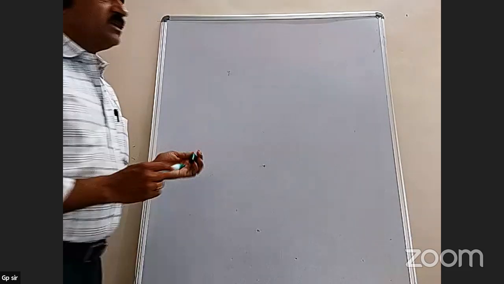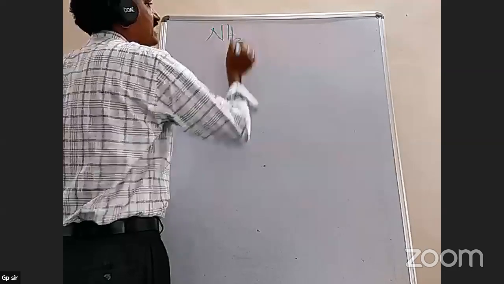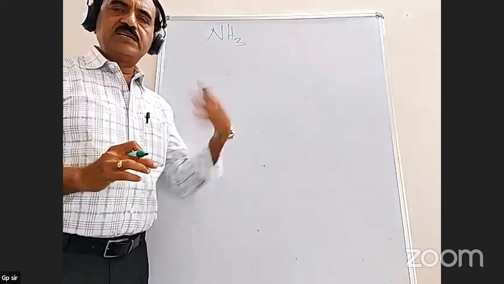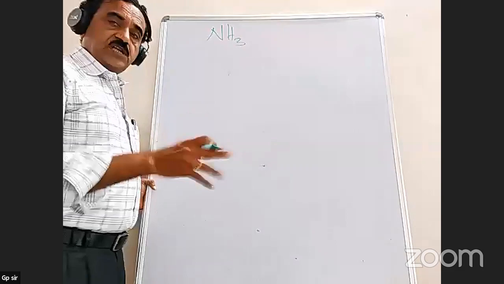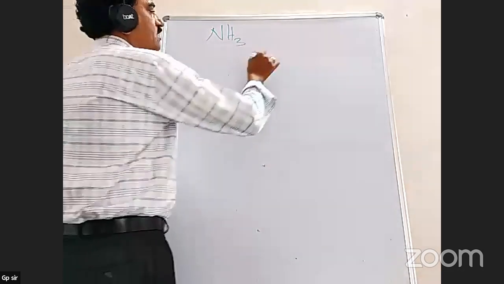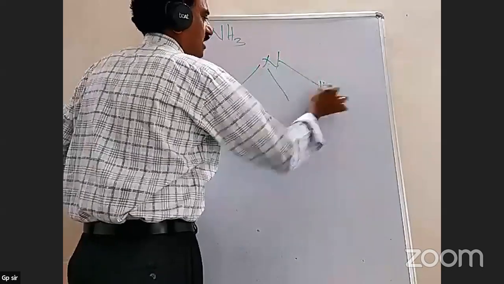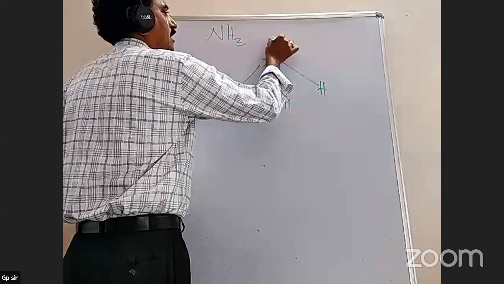Moving on to the properties of ammonia. Ammonia, as you know, is a colorless gas with a pungent smell, and it is highly soluble in water. Unlike nitrogen, which is almost insoluble, ammonia is highly soluble in water. And you have learned in the first period that ammonia has a pyramidal structure like this. It has a pyramid-like structure. There is a lone pair of electrons.